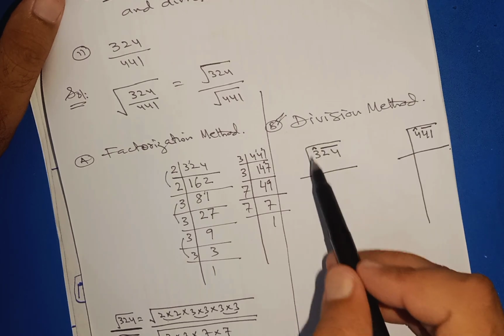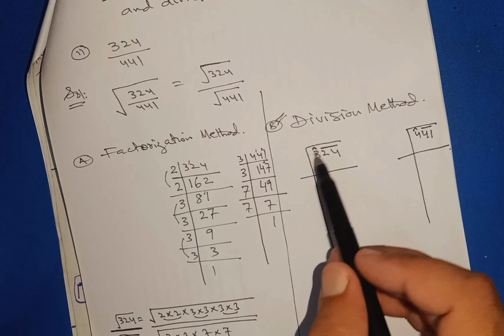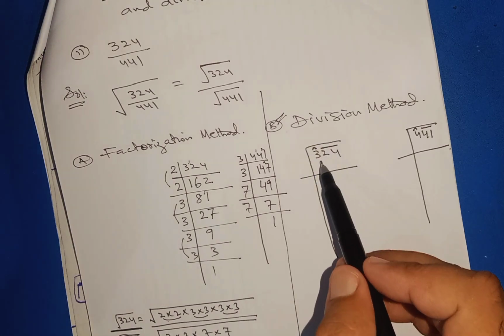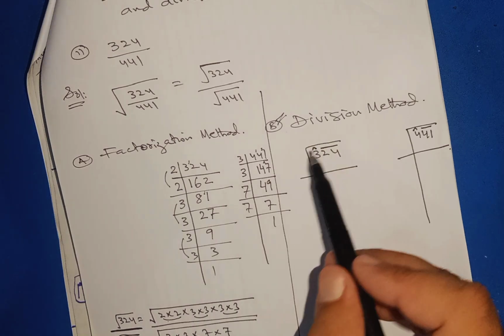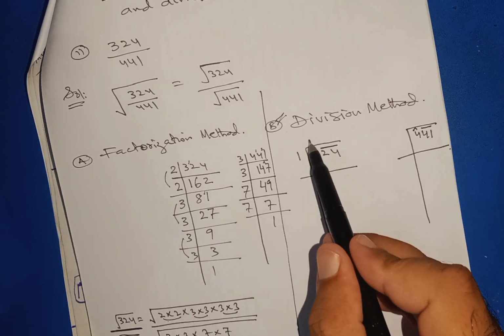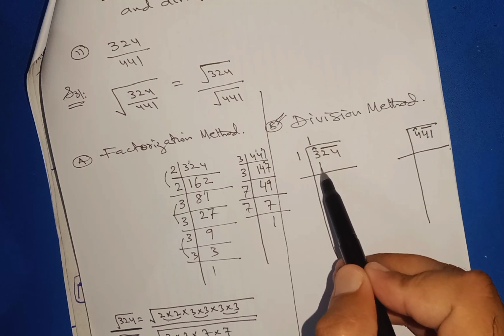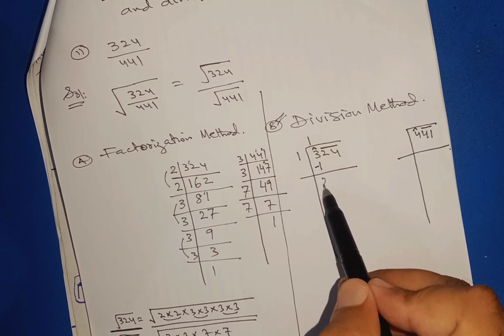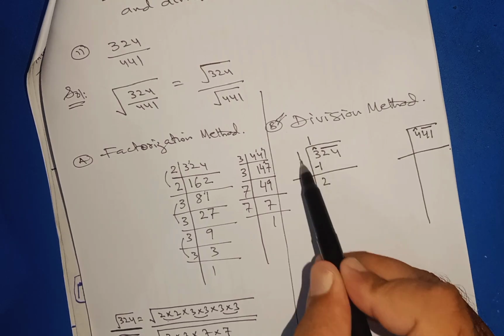If you multiply 2 with 2, you will get 4. So 4 is a much bigger value than 3, so we will not take 2. We will write 1 here and 1 here. 1 times 1 is 1, so we write 1 here, and 3 minus 1 is 2. And we will write this one also here.